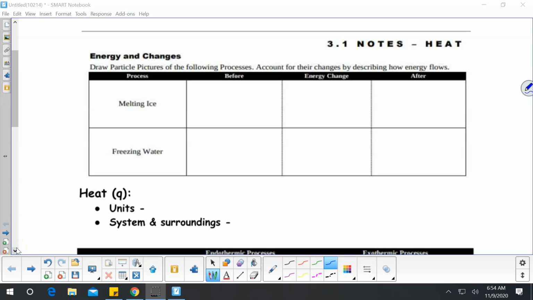Okay, we want to start with talking about the lab that we just did with melting ice and freezing water. But first off, we're going to talk about what is the system and what is the surroundings. The system is our focus. Our focus is whatever we're looking at specifically. So we would have been looking at the water, and then we would have been looking at the ice as it was melting. The surroundings is everything else.